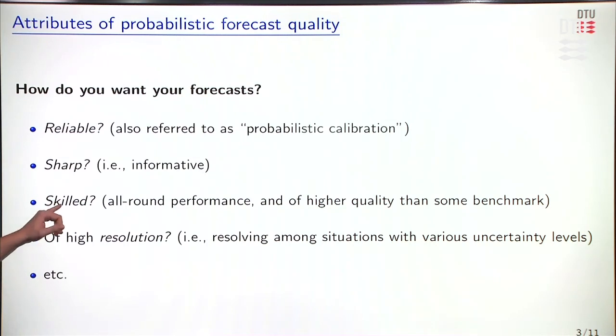You may want your probabilistic forecast to be skilled, and skill here is to be interpreted in terms of all-round performance and higher quality than some benchmark. Then you could also say, I want my forecast to have high resolution, and resolution there is about resolving situations with various types of uncertainty levels. So the uncertainty might be high when the wind comes from west, the uncertainty might be low when the wind comes from east. You want this kind of varied information. There are actually more and more attributes that you may consider, but the most commonly seen in practical forecast studies would be the first 4 that we have here, and we will focus actually on the first 3 in the following.